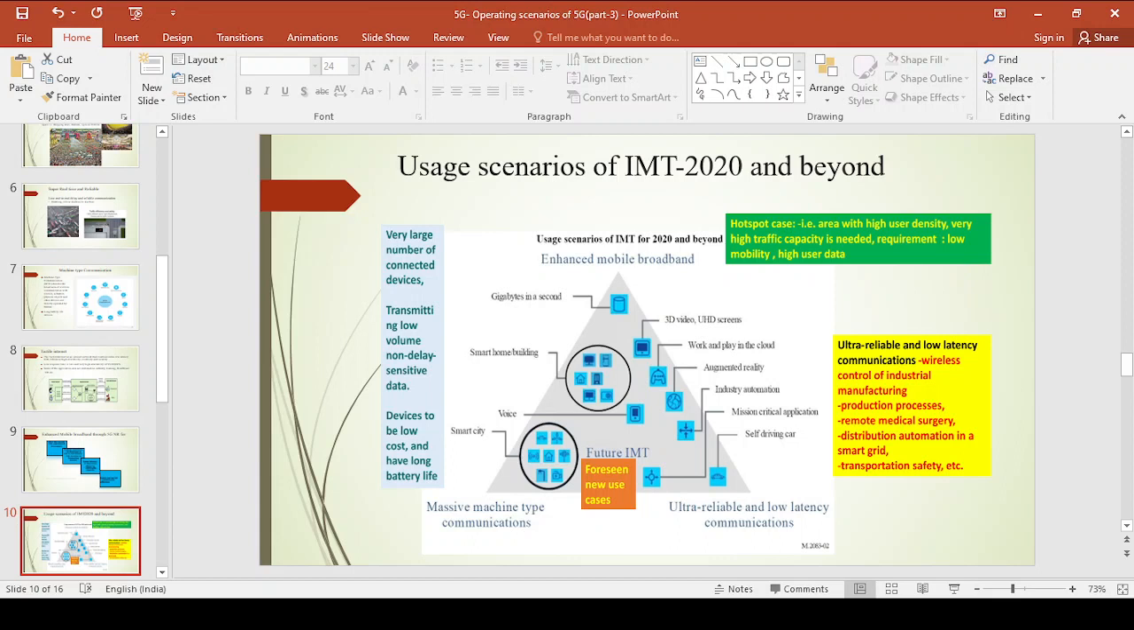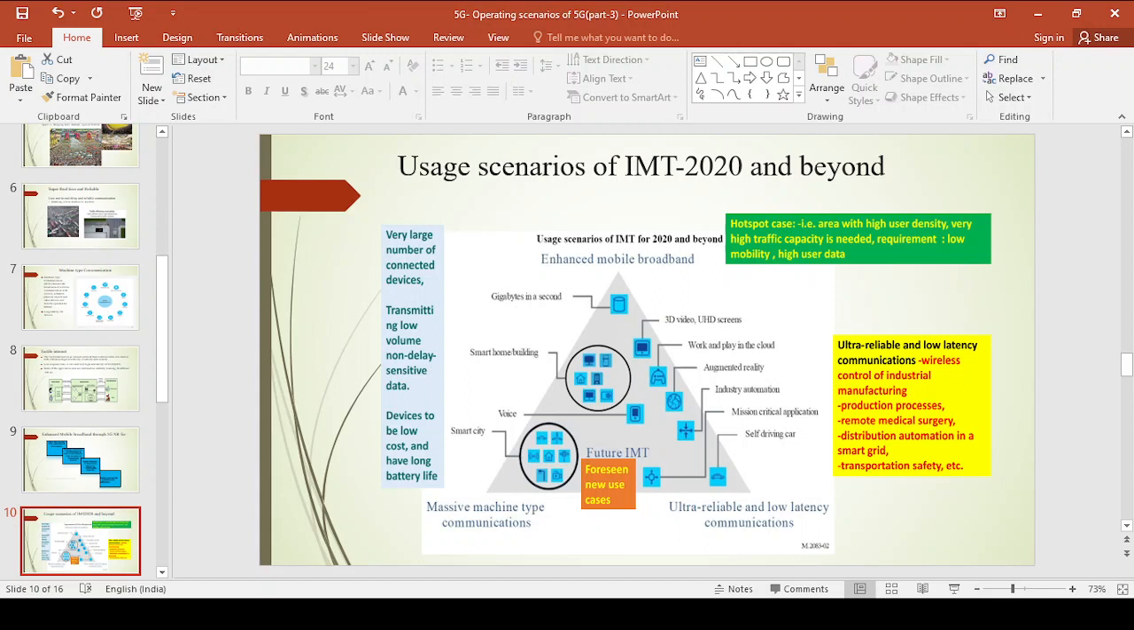Now coming to the massive machine type communication, under this communication there will be a large number of connected devices transmitting low volume non-delay sensitive data. Under this machine type communication, we are transferring non-delay sensitive data, and devices should be of low cost and should have long battery life. As I have discussed some features of machine type communication, the cost should be low and it should support long battery life, right? These are some features of the places where we can use these usage scenarios, right?